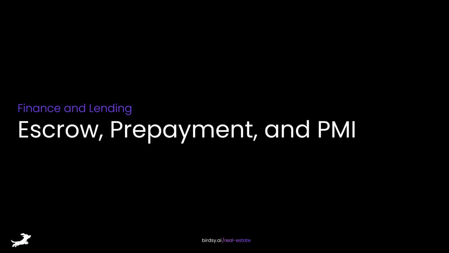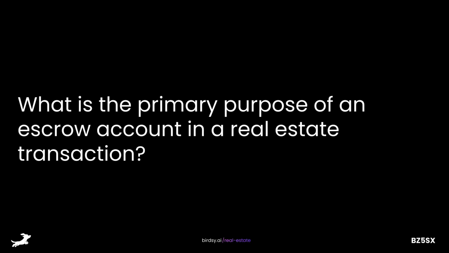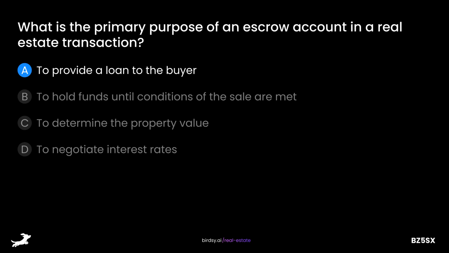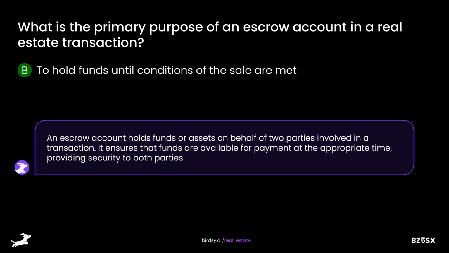Escrow, prepayment, and PMI. What is the primary purpose of an escrow account in a real estate transaction? Is it A, to provide a loan to the buyer, B, to hold funds until conditions of the sale are met, C, to determine the property value, or D, to negotiate interest rates? The answer is B, to hold funds until conditions of the sale are met. An escrow account holds funds or assets on behalf of two parties involved in a transaction. It ensures that funds are available for payment at the appropriate time, providing security to both parties.